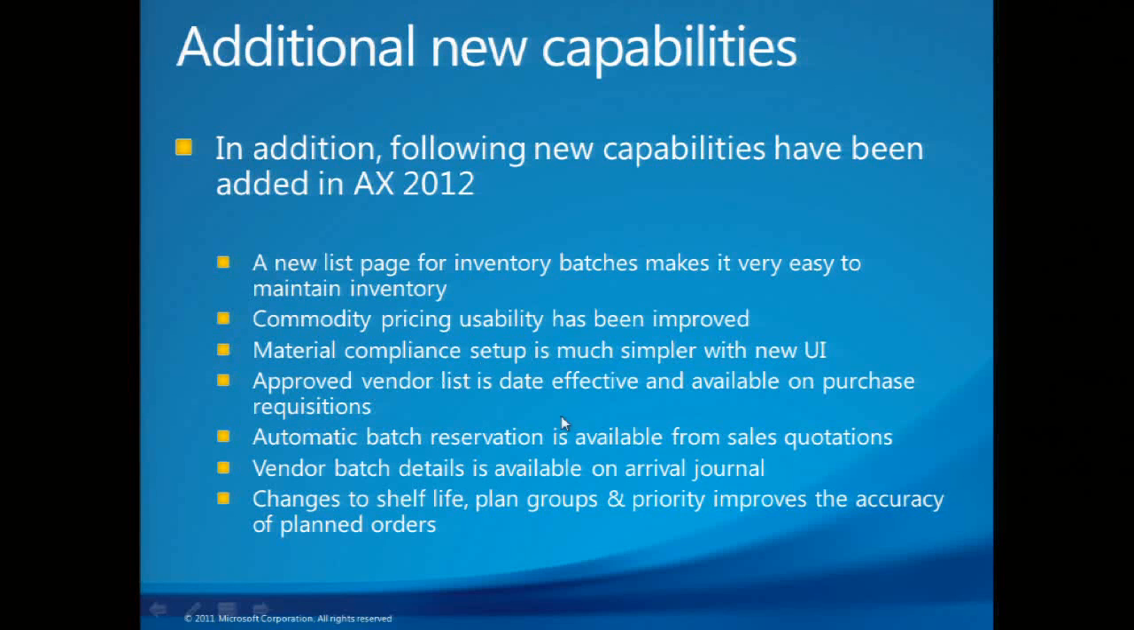There's a new list page for inventory batches. This list page will have all the inventory batch related functionality on it, which means that you can use it to change batch attributes, to change batch disposition code, to change vendor batch details, and to have all the quantities in the catch weight units of measure available as well. You will also have the possibility to change the shelf life dates, and it will show the current expiry and shelf life dates. I don't have that list page right now, but it will be available in the final product.